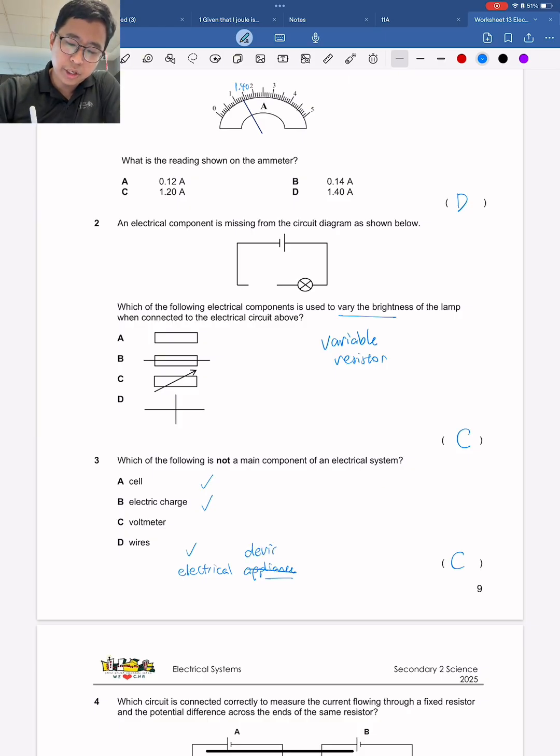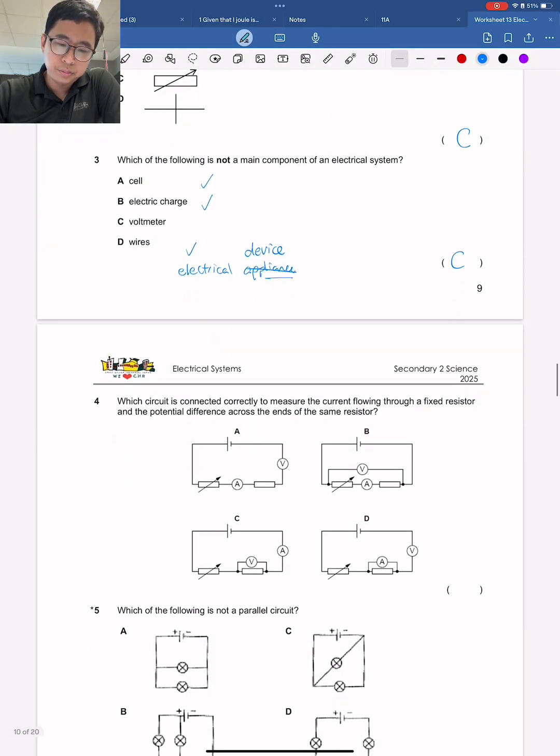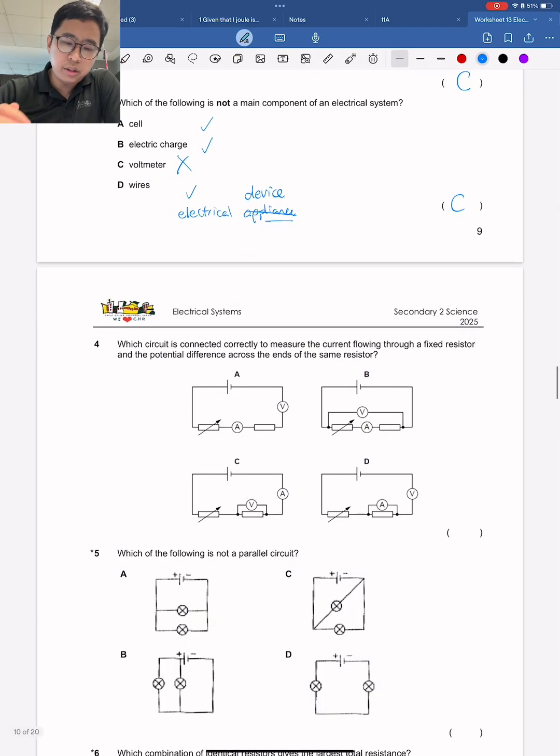So the electrical device. These are the 4 elements of an electrical system, at least as defined in your textbook. Okay, this is wrong. Which circuit connects to measure the current flowing through a fixed resistor and the potential difference across the same resistor? So let's identify the fixed resistor. Okay, these are the fixed resistors.